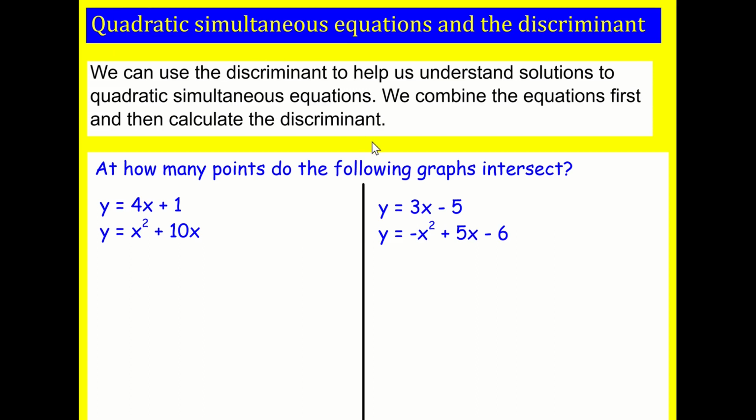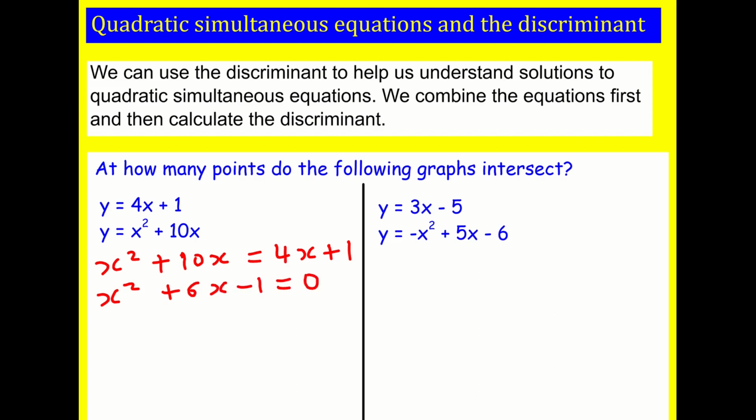I think an example will make things the clearest, but essentially we're going to find out about these solutions. The first thing we do is combine the equations and then calculate the discriminant. So we're going to substitute in here, or set the y as equal, to give a quadratic: x² + 10x = 4x + 1. Now I'm going to do what I normally do, set this quadratic equal to 0. So x² + 6x − 1 = 0.